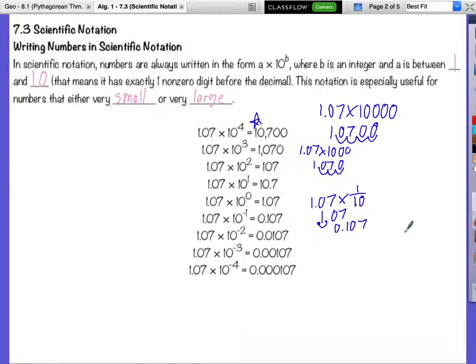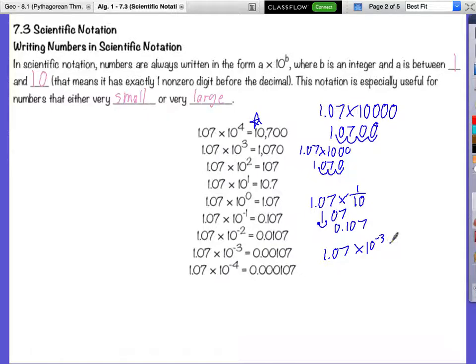And just like up here, where we had to add zeros in for placeholders when we ran out of actual digits, we can do the same thing. So if it's 1.07 times 10 to the negative third, we're going to move the decimal how many places? 3 times. That's the exponent.